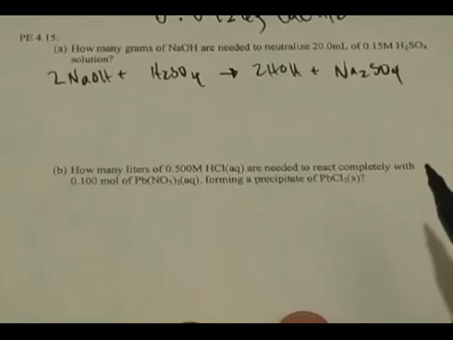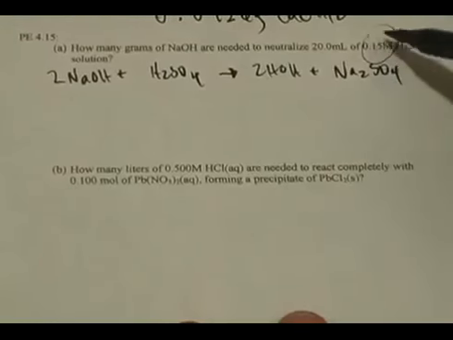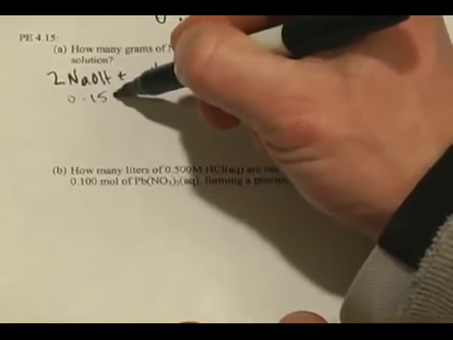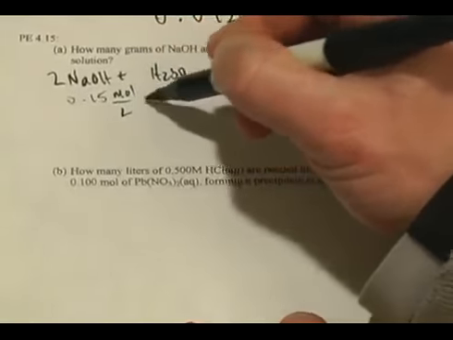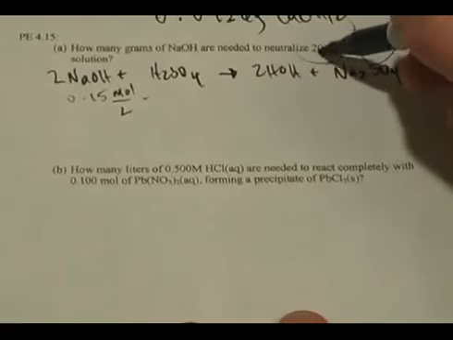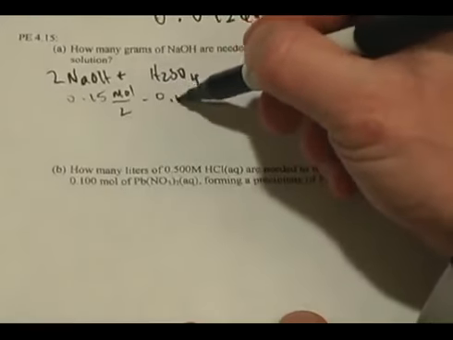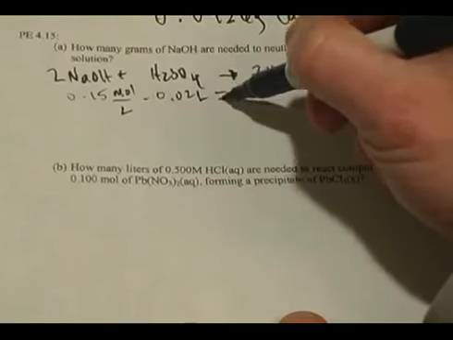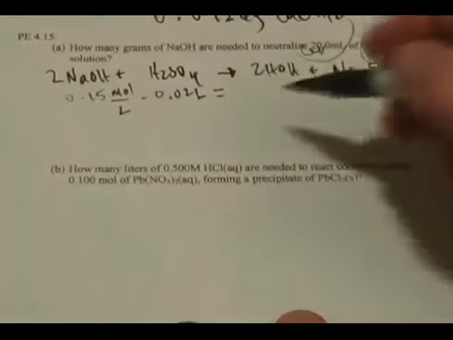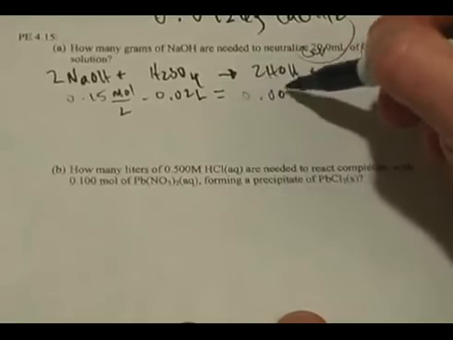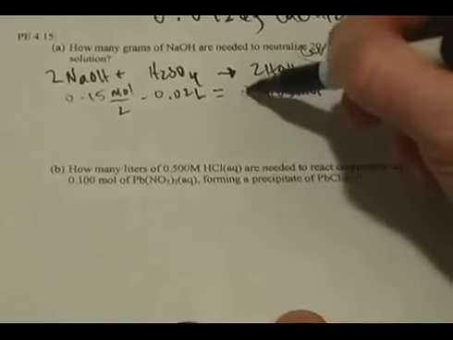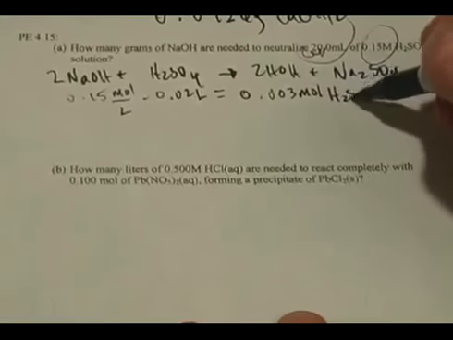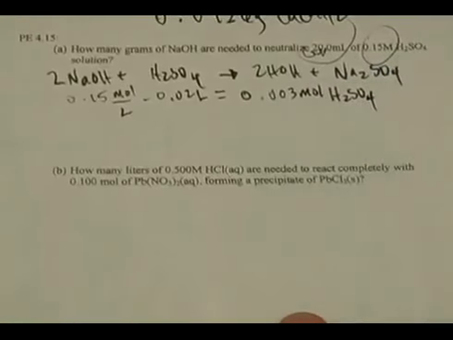Second of all, we need to convert to moles. We're told that it's 0.15 molar and there's 20 milliliters. So 0.15 moles per liter multiplied by my liters, 1, 2, 3 places to the left, so 0.02 liters. And when I multiply those together, that gives me 0.003 moles, 0.003 moles of the H2SO4. That's step number 2.